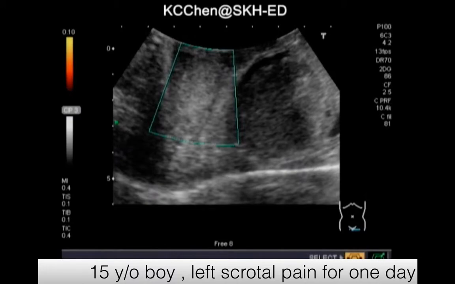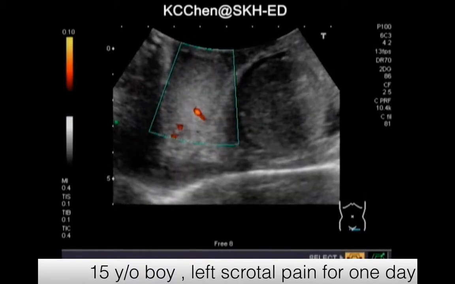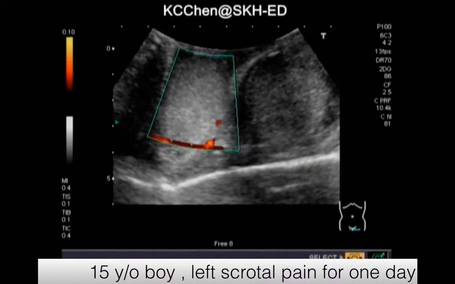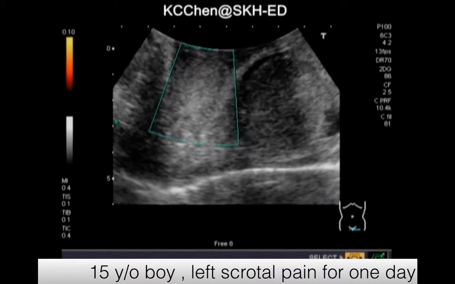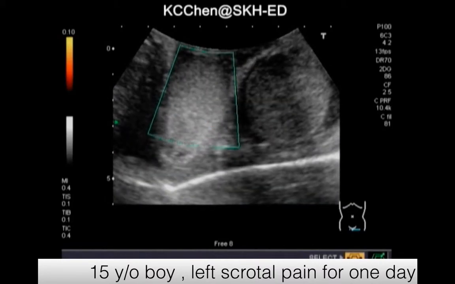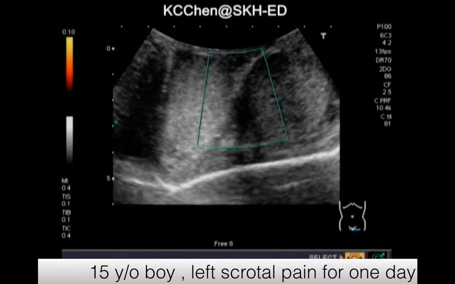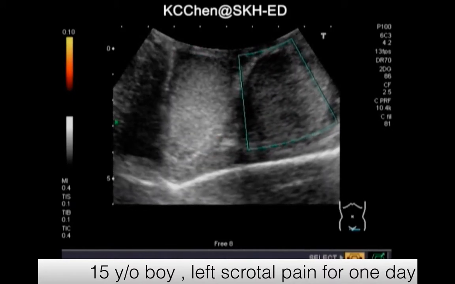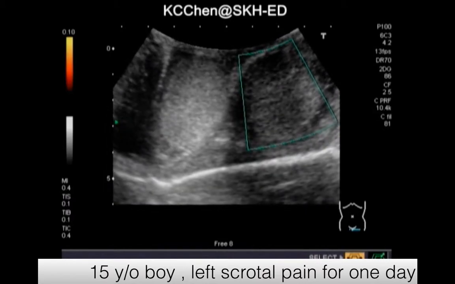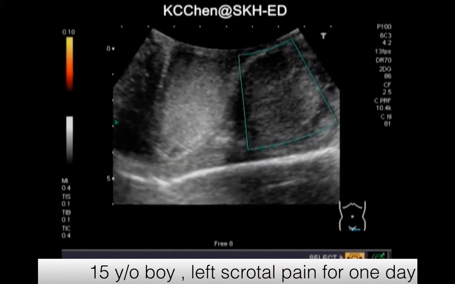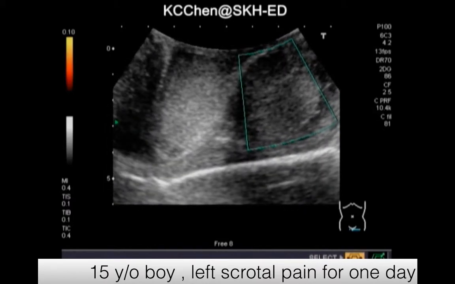Let me share one experience of our patient. A 15-year-old boy got left side scrotal pain for 1 day. As you can see, because he is 15 years old, I have the capability to use the curved linear probe to scan this kind of problem.